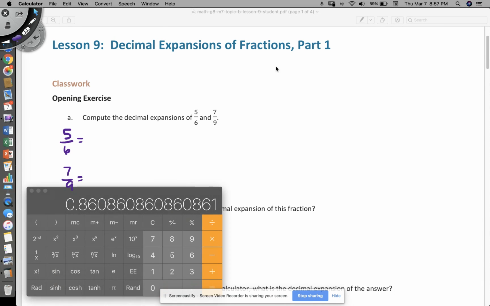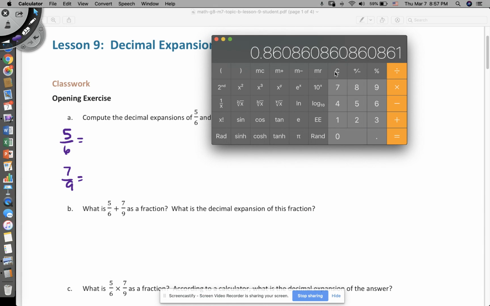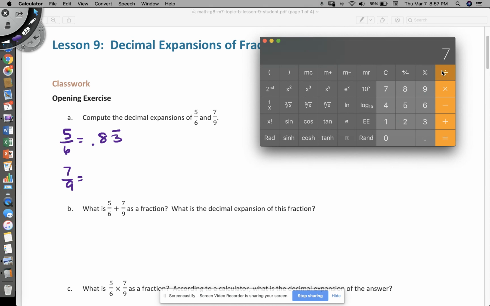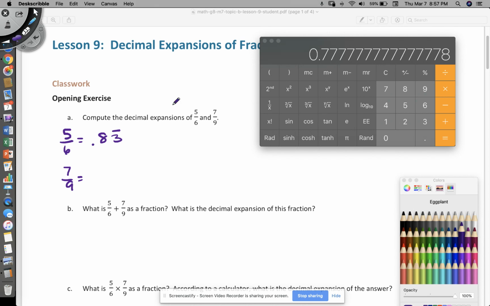So let's see if we can find out what their decimal expansions are. We're going to grab our calculator. Clear that out. We have 5 divided by 6, which gives me 0.8 and 3 repeating. Now let's try 7/9. I'm going to say 7 divided by 9, and I get 0.7 only. Now that little 8 at the end is only because it's the calculator. So this is 0.7 repeating. And those are my two answers for that problem.